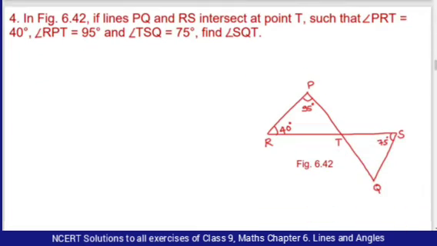Fourth question. In figure 6.42, lines PQ and RS intersect at point T such that angle PRT is equal to 40 degrees, angle RPT is equal to 95 degrees and angle TSQ is equal to 75 degrees. Find angle SQT.